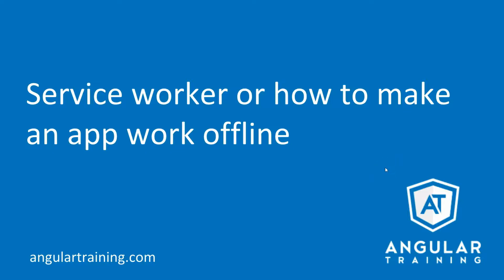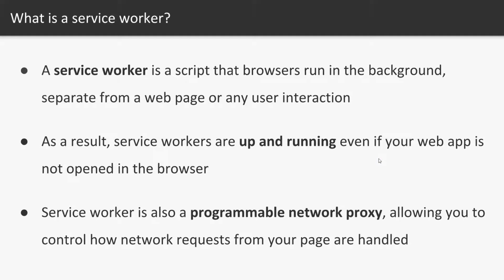So now that we know the basics of progressive web apps and manifest.json, we're going to focus on Service Worker, which is the tool we're going to use to make our app work offline. So first, what is a Service Worker?